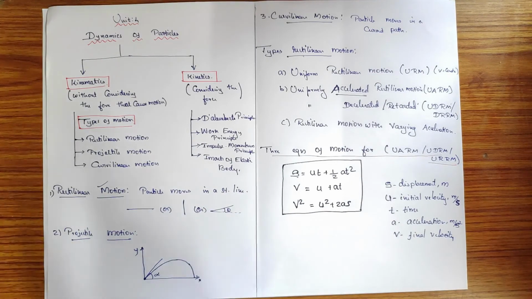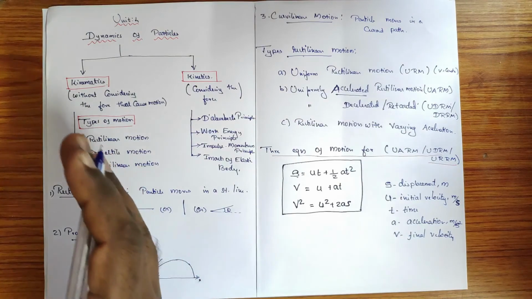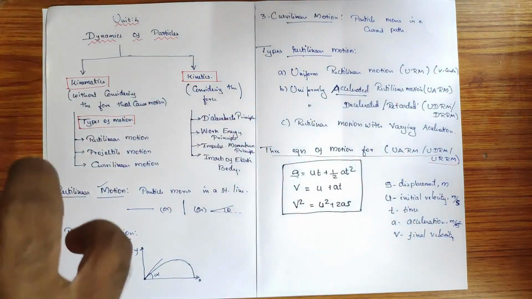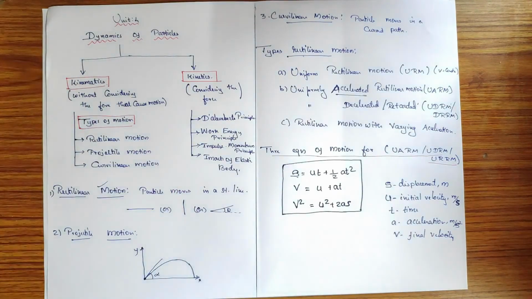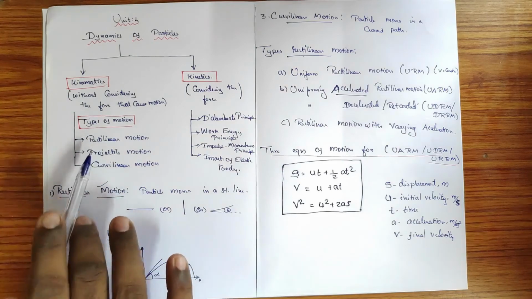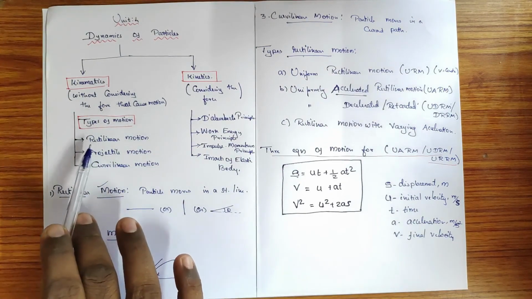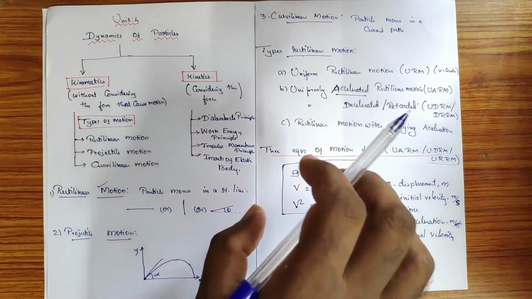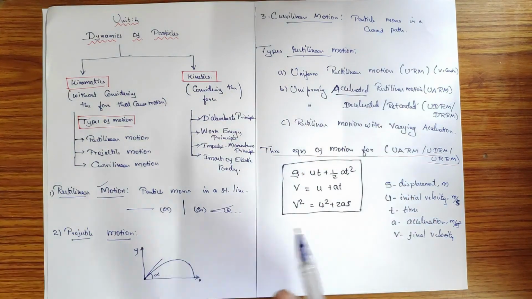I hope you understood the dynamics of particles, kinematics and kinetics, and what is in kinematics. Based upon the three types of motion, we are going to have three kinds of study: rectilinear motion, projectile motion and curvilinear motion, and the three equations of motion we have studied.